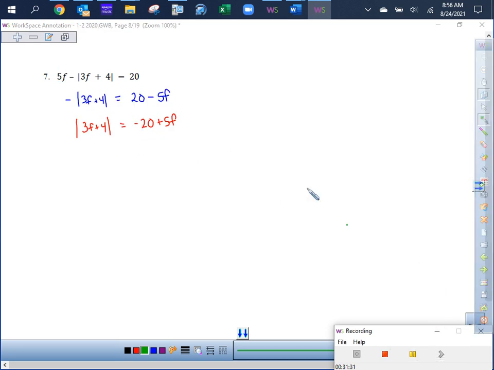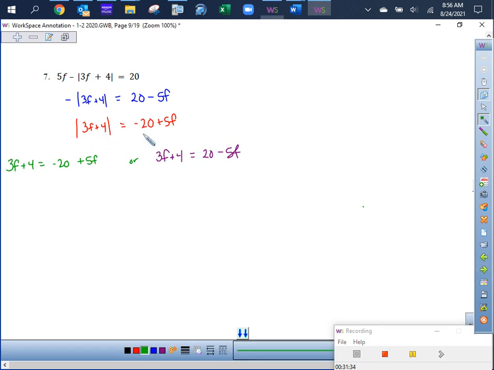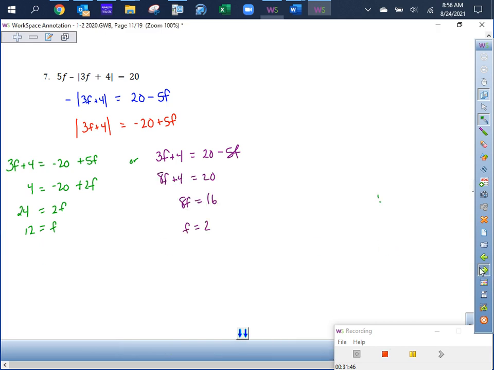All right, so I want to set up my two equations. This is what you should have done. Here's what's in the bars equal to what I see is what I get. What's in the bars opposites are these. Then I solve them both, right? So hopefully you got 12 over here for f as a possible and 2 for the other possible.